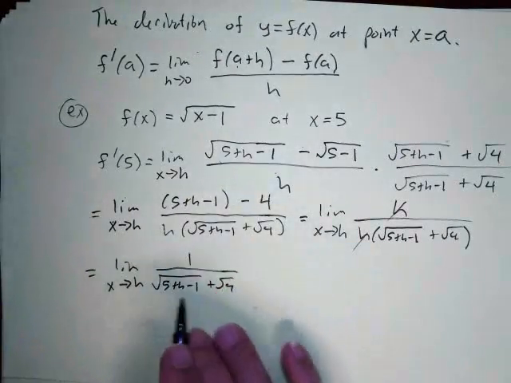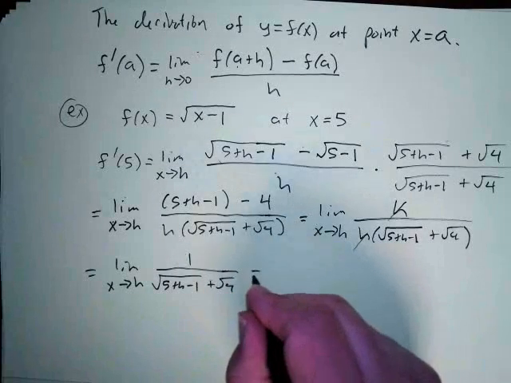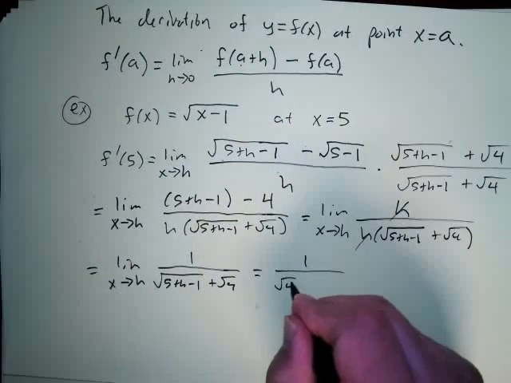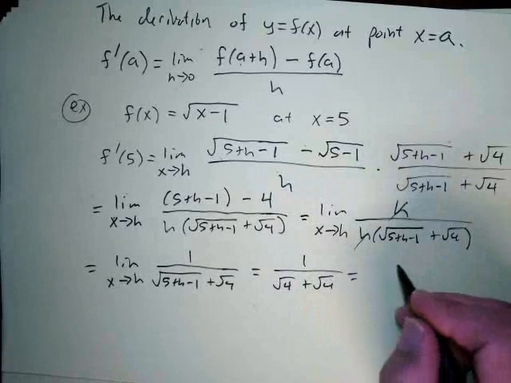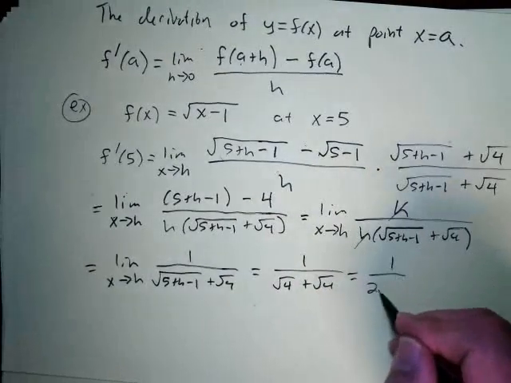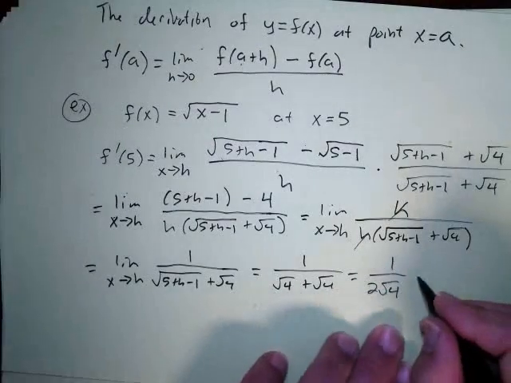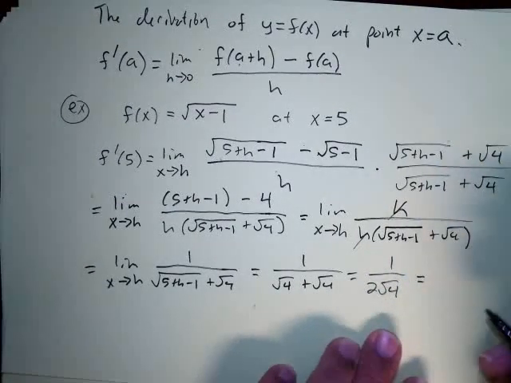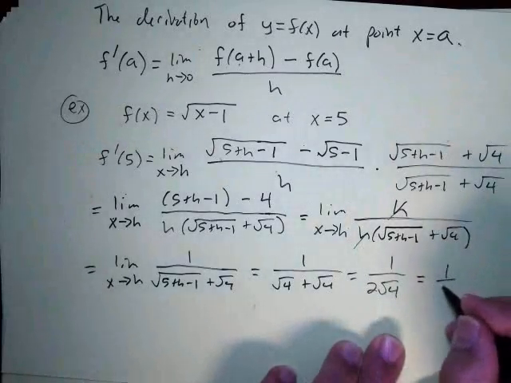And now I can let my h go to 0, and then I just get a 5 minus 1 here. Right? So when I take the limit, I would get the square root of 4 plus the square root of 4. And so now this would be like 2 times the square root of 4. And the square root of 4 is just 2, so this would just be 1/4.